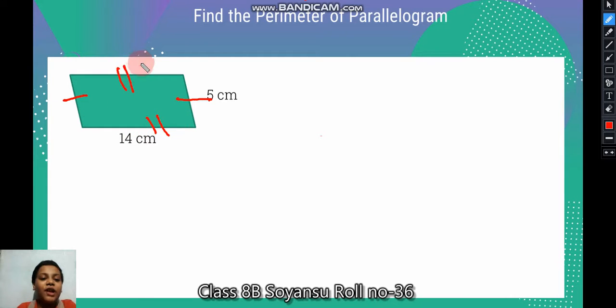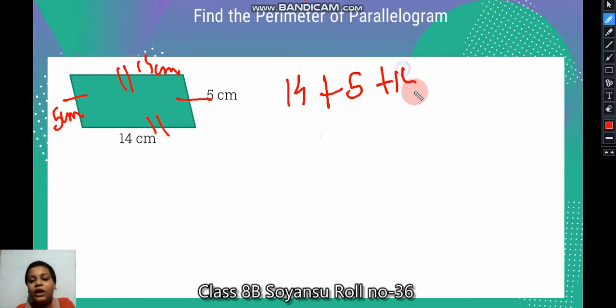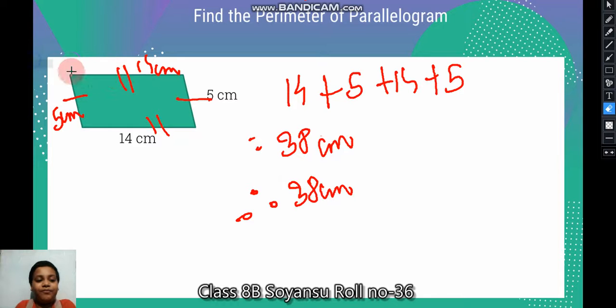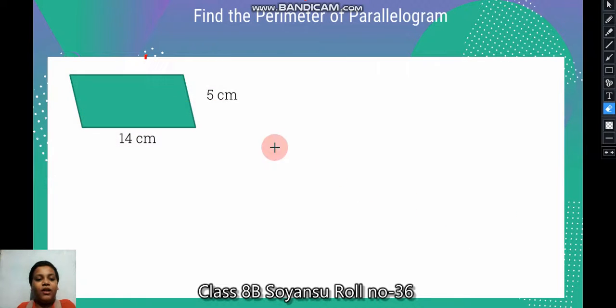So this is 14 centimeters. So this will also be 14 centimeter. And if this is 5 centimeter, then this will also be 5 centimeter. So we will add this up. 14 plus 5 plus 14 plus 5. Okay, so 14 plus 5 is 19 plus 14 is 33 plus 5 is 38. Okay, 38 centimeter is the total perimeter of the parallelogram. So answer hence 38 centimeter is the perimeter of this parallelogram. So we have done this question also.